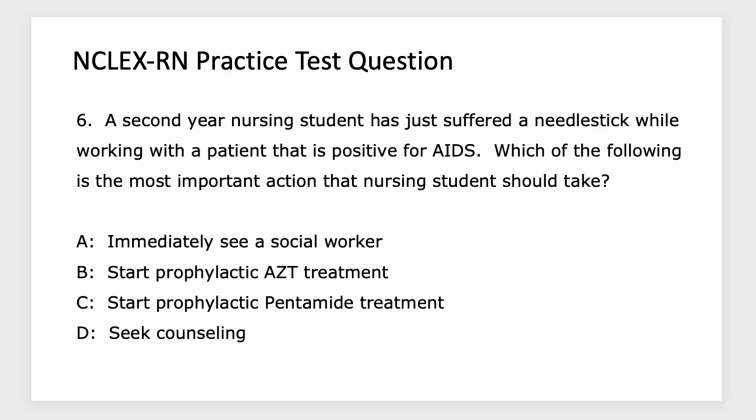A, immediately see a social worker. B, start prophylactic AZT treatment. C, start prophylactic penamide treatment. Or D, seek counseling. And of course, the answer would be B.